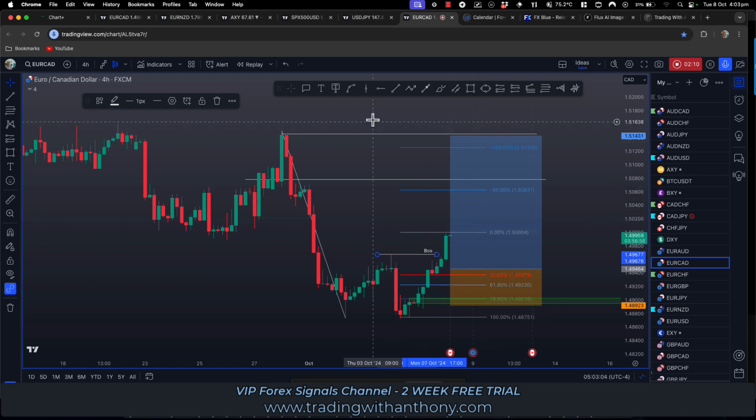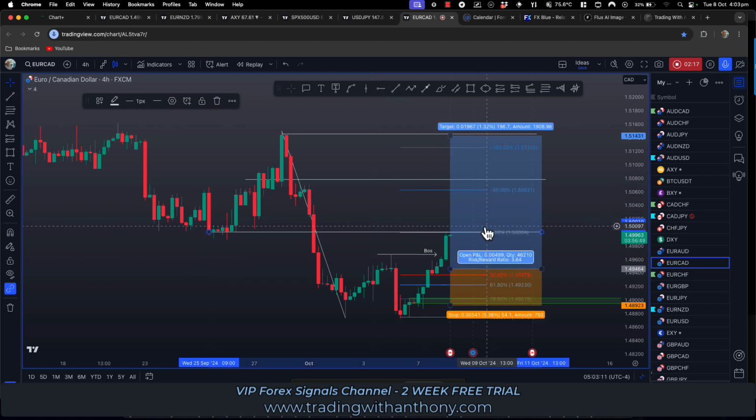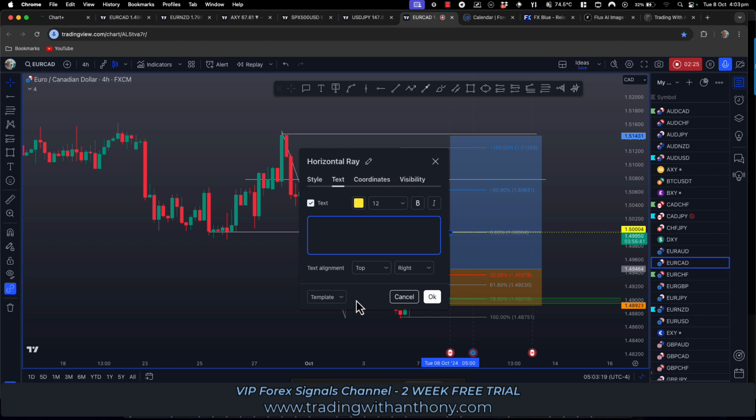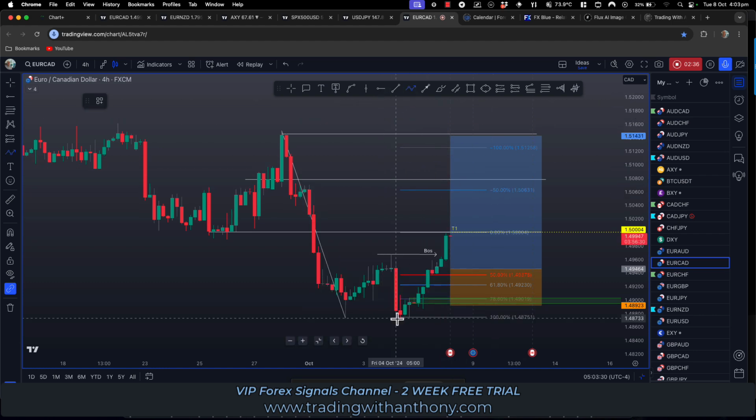And you could look to take partial profits at this level here, at this current high. So that could be a T1. Let's just mark that up. T1, first target. T2 would be this 50%.